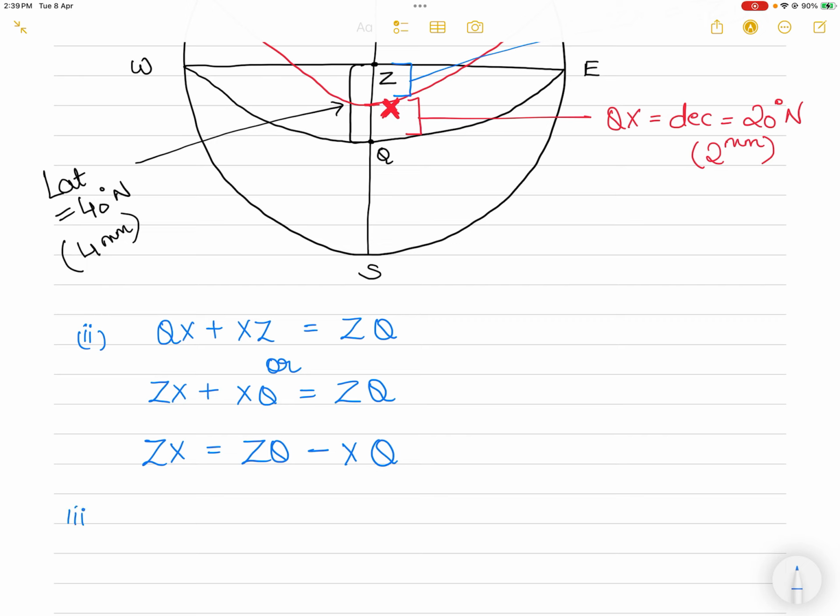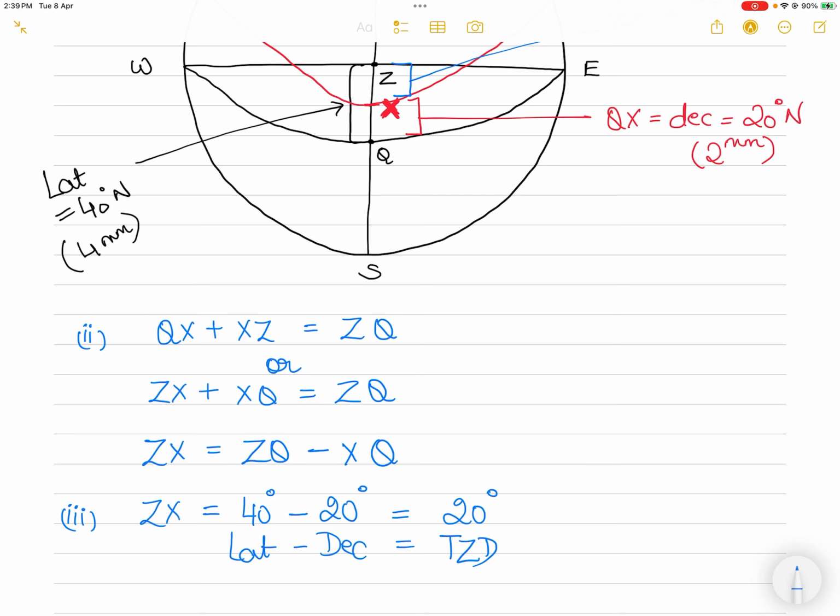So part 3 says derive the value of the zenith distance. So ZX will be equal to ZQ, which is the latitude 40 degrees, minus XQ, which is the declination, which is 20 degrees, and this is equal to 20 degrees. So latitude minus declination will give you the true zenith distance in this case, in this diagram, in this situation where the latitude is 40 degrees north and declination is 20 degrees north.